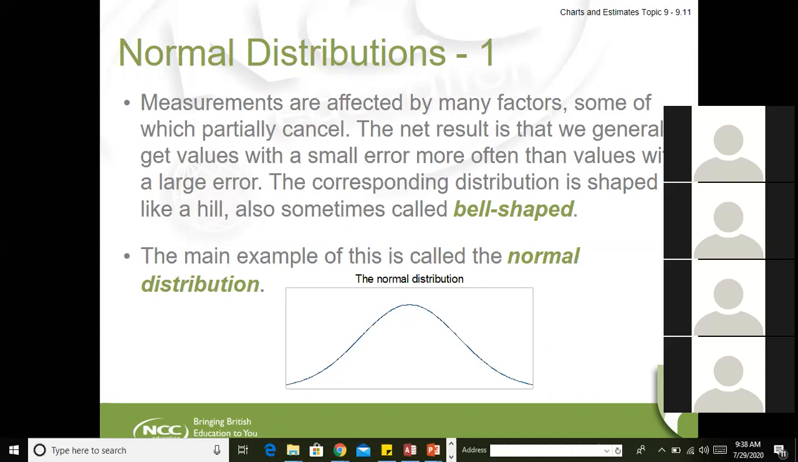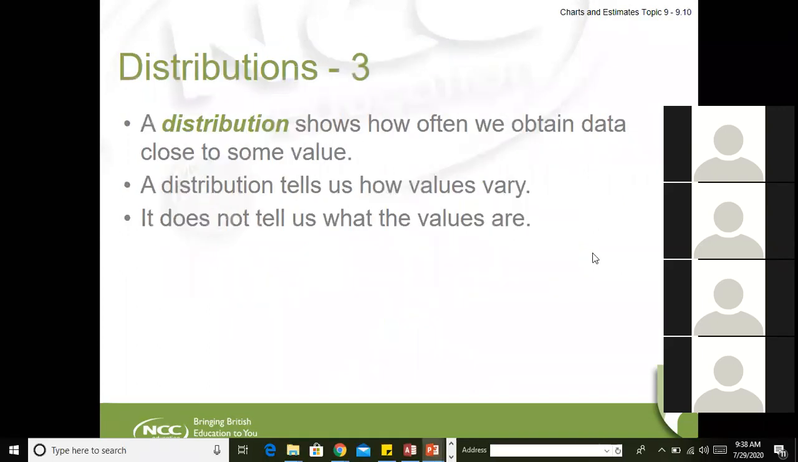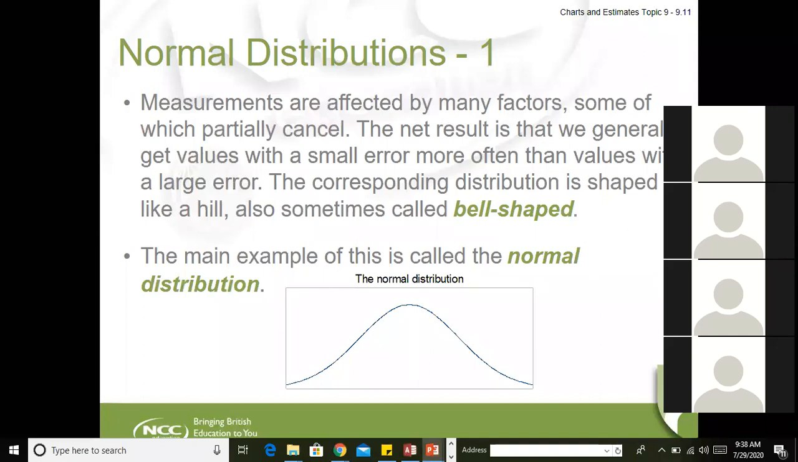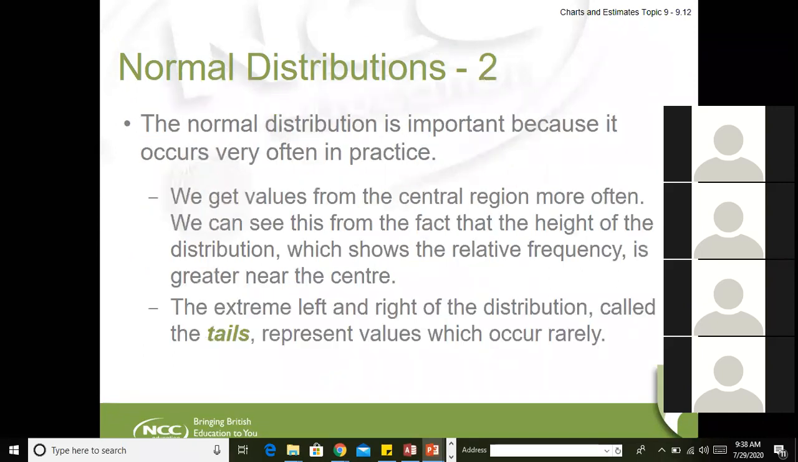It's different from the distribution we had before, which was too steep, and the other one, which was straight. So let's call it a normal distribution. The normal distribution is important because it occurs very often in practice. We are going to know why it occurs so often very soon.